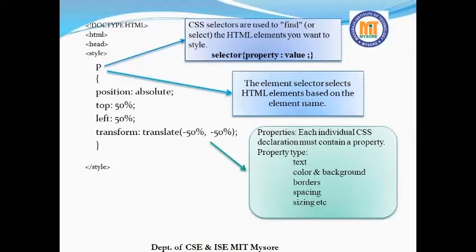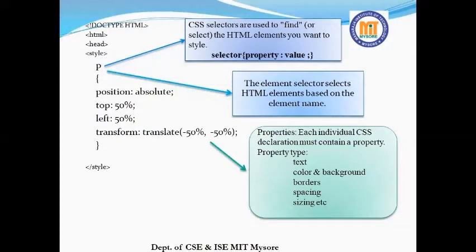Here, the position property specifies the type of the positioning method used for an element. It can take 5 different values, that is static, relative, fixed, absolute, as well as sticky. But here we used it as absolute. An element with position absolute is positioned relative to the nearest positioned ancestor, instead of being positioned relative to the viewport like fixed.